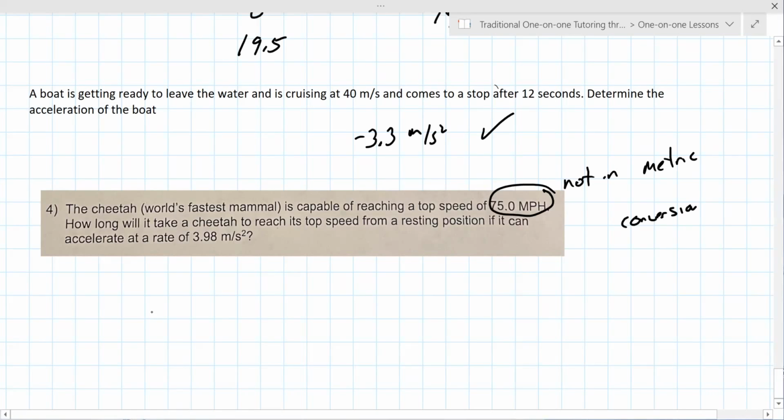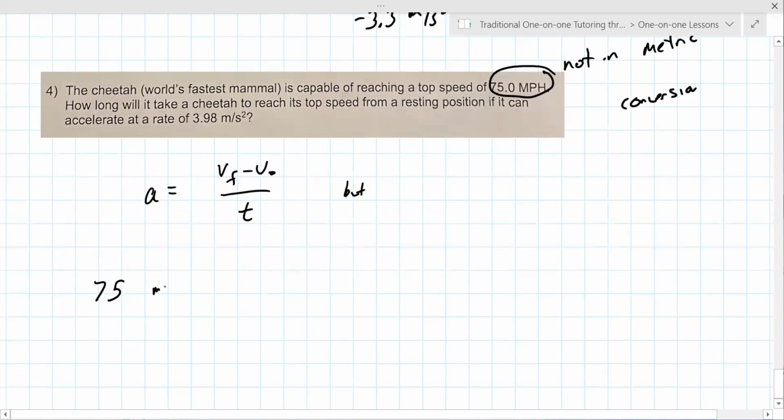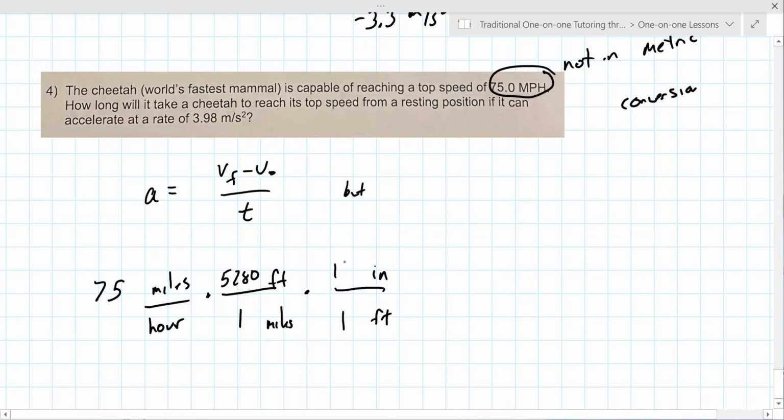So we're going to use the same equation that we've been using: V final minus V initial over time. But we have to convert this 75 to meters per second. So it's miles per hour. Let's convert miles first. We're going to go miles to feet. There's 5,280 feet in 1 mile. Feet to inches, 1 foot is 12 inches. Inches to centimeters, there's 2.54 centimeters in 1 inch.